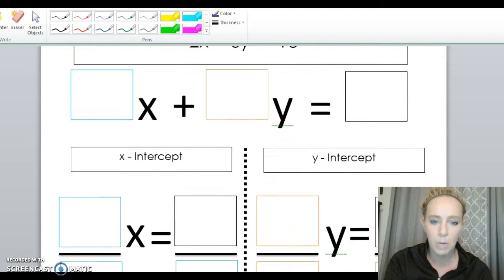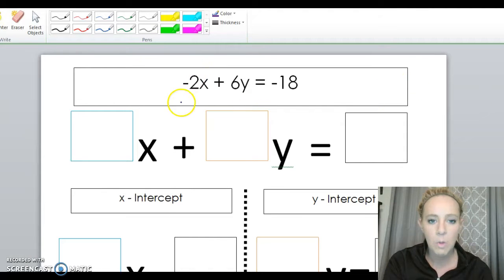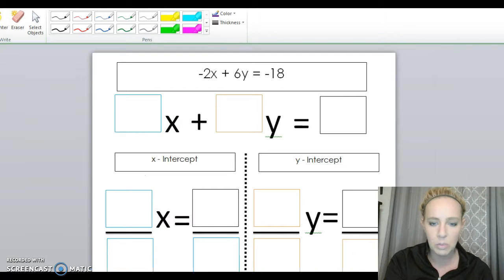Now, we're also going to take a look at this placemat. This is going to help you organize your work a little bit more. So our equation in standard form is negative 2x plus 6y equals negative 18. Now I know this concept is very abstract and there's a lot of steps, so this placemat will help you organize your work. I color-coded all of your A values in blue and all of your B values in orange. So taking this equation, negative 2x plus 6y equals negative 18.